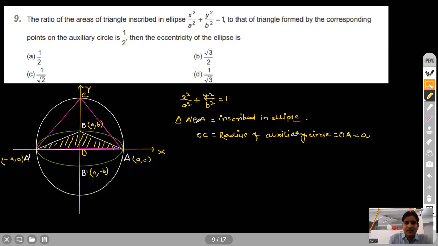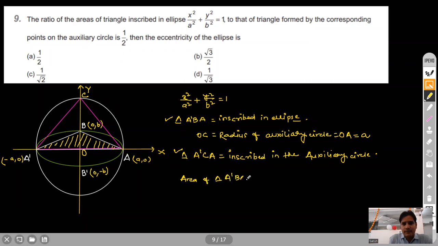And this triangle A'BA was inscribed in the ellipse, and this triangle A'CA is inscribed in the auxiliary circle. So as per the given information in the question, the ratio of the areas of these two triangles is given. So let me write the area of this triangle. Area of triangle A'BA will be half times base into height.